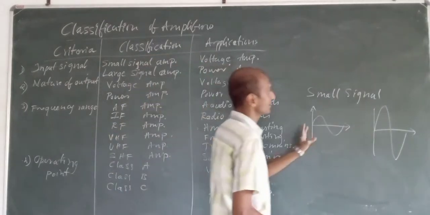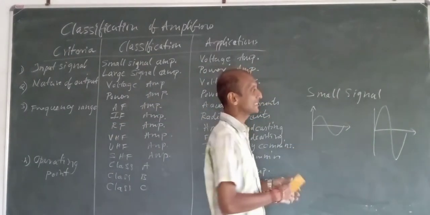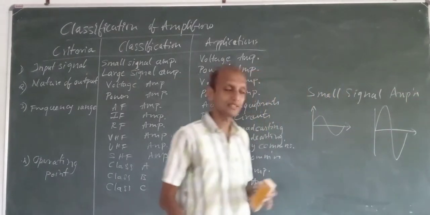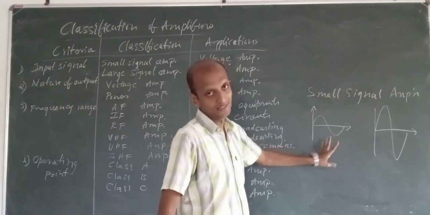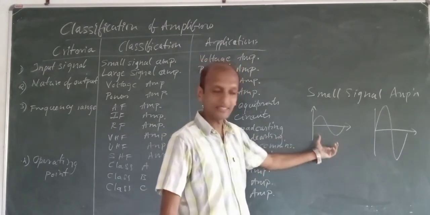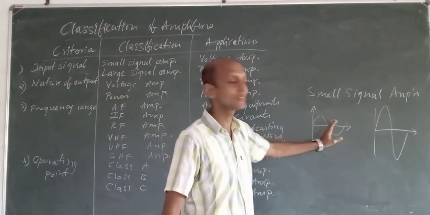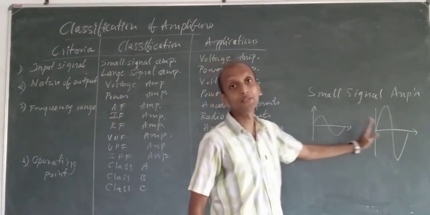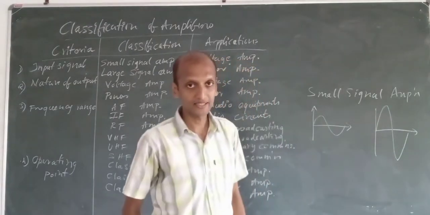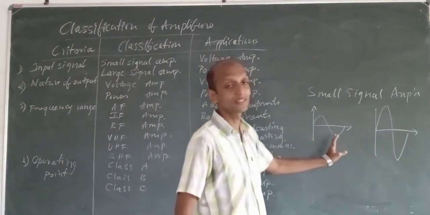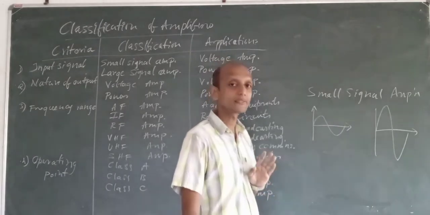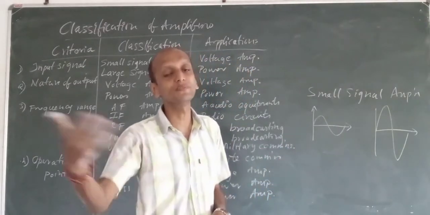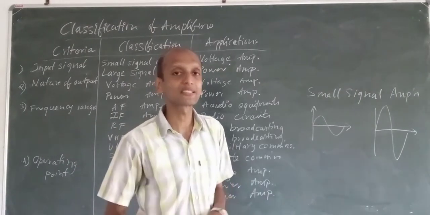So now this is a small signal, or I can say small signal amplification. What is that? I have a weak signal, and this weak signal will be converted into a strong signal, or a small signal is converted into a large signal. Is that okay? So this is what is called small signal amplification. We are giving a weak signal at the input, so it will give us a strong signal at the output.